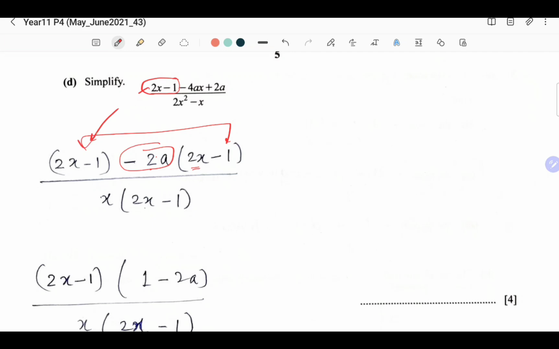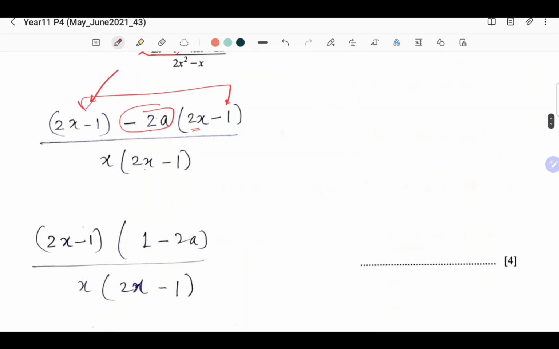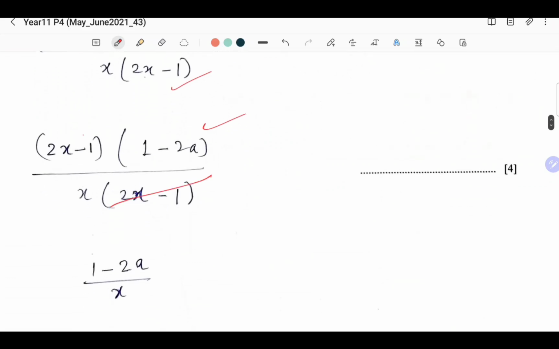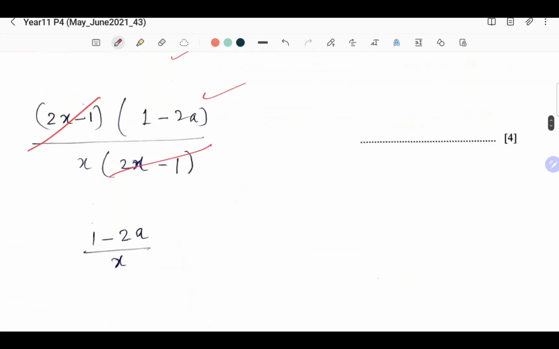Now you can take common these two brackets. So 2x minus 1 here, and the coefficient 1 is left, so 1 minus 2a will be here. And in the denominator, you can take x common. So if you take x common, then x, and then 2x minus 1, which is here. Now 2x minus 1 can cancel. 1 minus 2a over x.